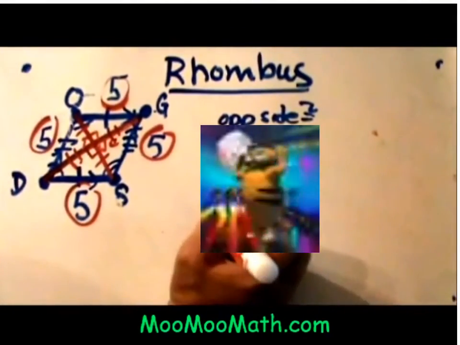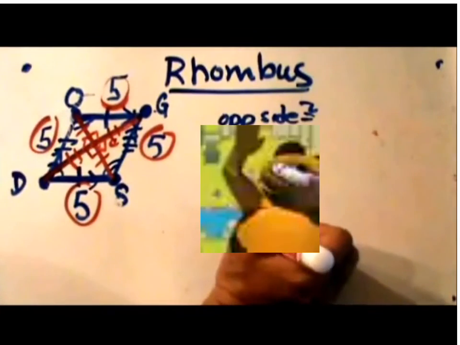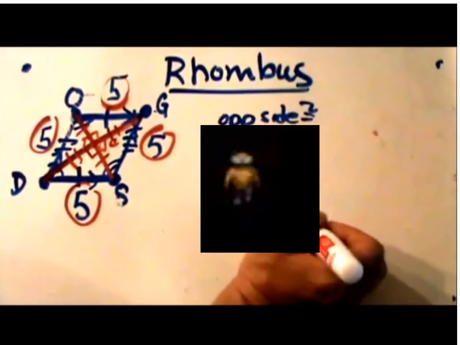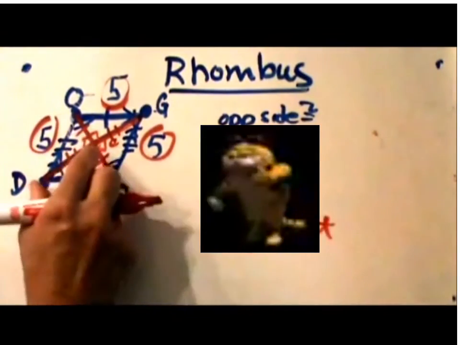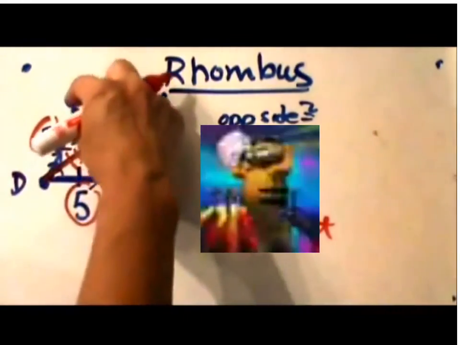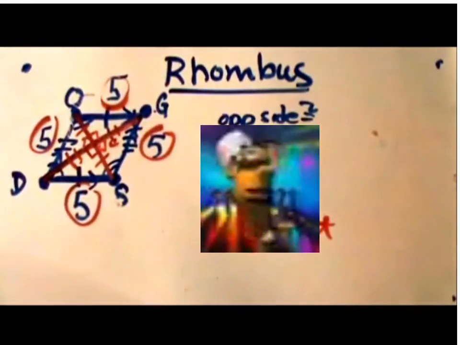So another property is the diagonals actually bisect each other, which just means they cut each other in half, which is these segments are congruent to this, and OC and CS are congruent.